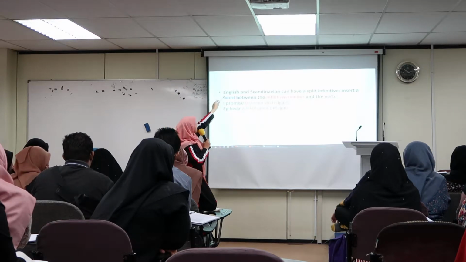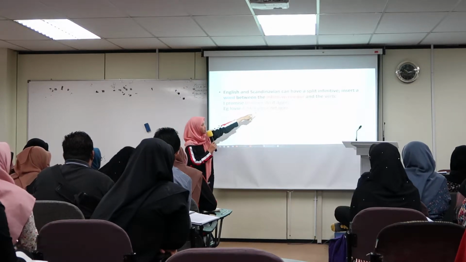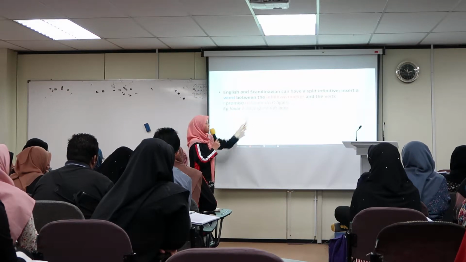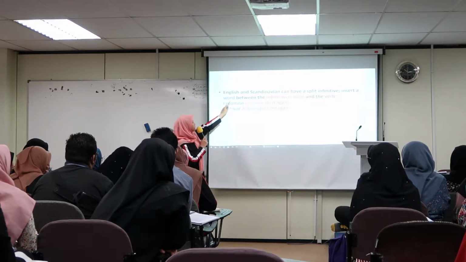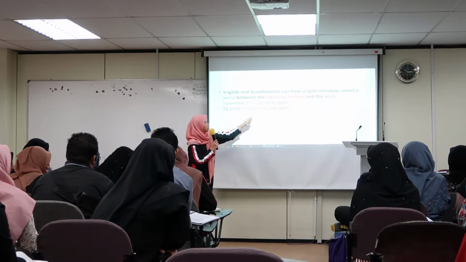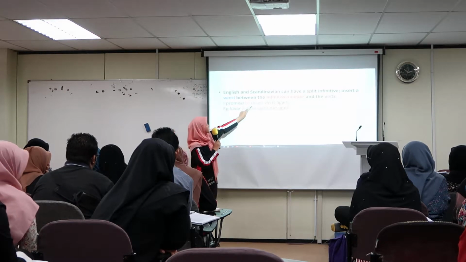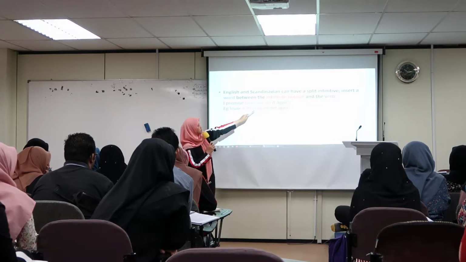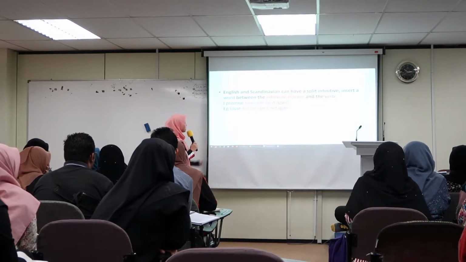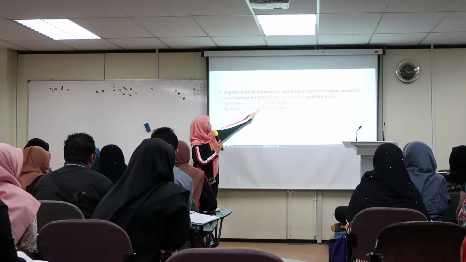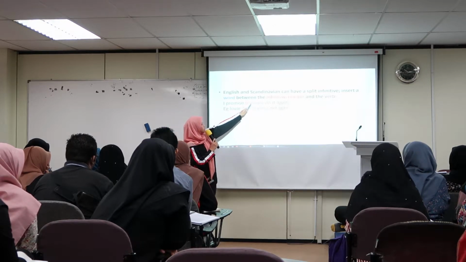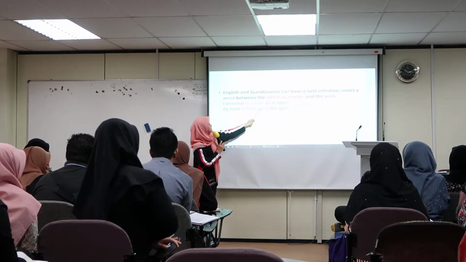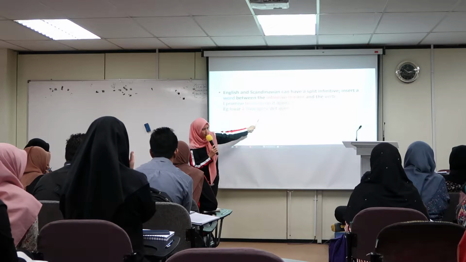The next example is English and Scandinavian can have a split infinitive. Split infinitive is when we insert a word between the infinitive marker and the verb. I've colored this. The word is in blue, infinitive marker is in red, and the verb is in purple. I promise to never do it again. So the infinitive marker is between to and do, and it's the same with Scandinavian language. You can see.